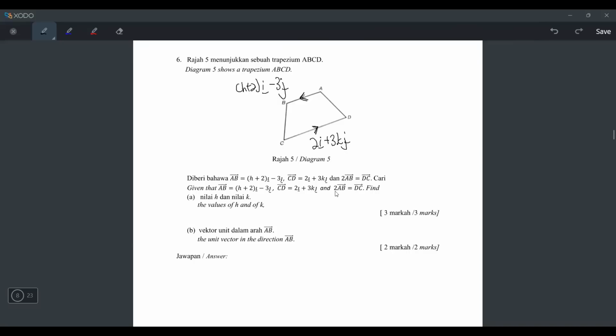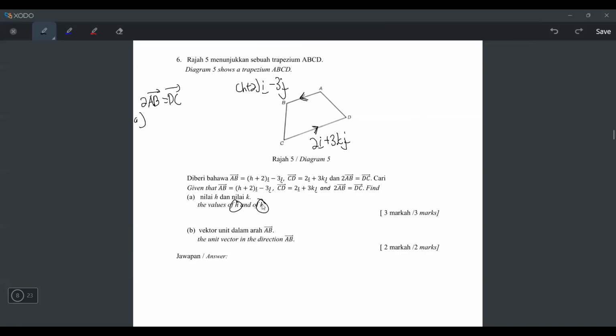And then next is 2 times vector AB equals vector DC. I'm sure this will be useful later on. And then they say find the values of h and k. If they want to find the values of h and k, you should try your best to make h and k into one equation. In vector, memang macam tu kan. If they want to find m and n, you try to make m and n inside one equation. For vector, that's the method.